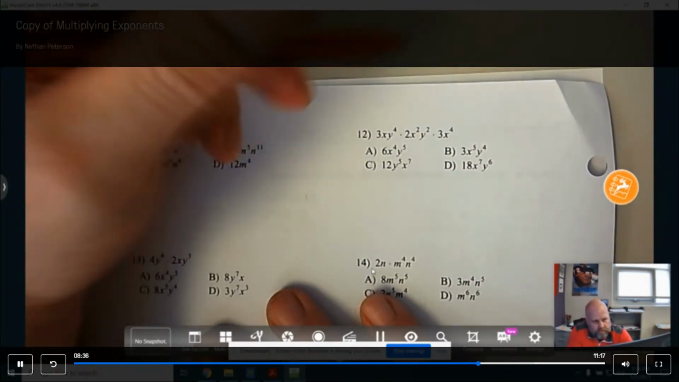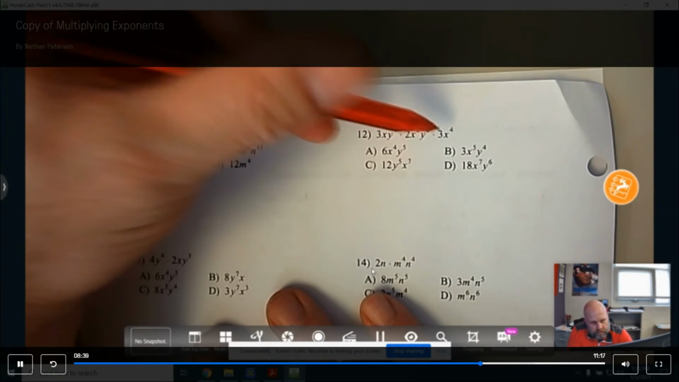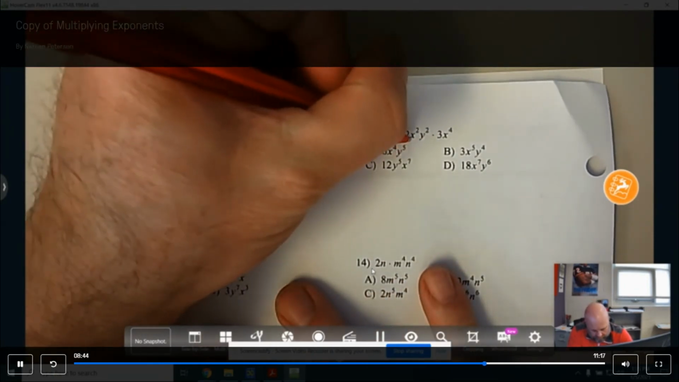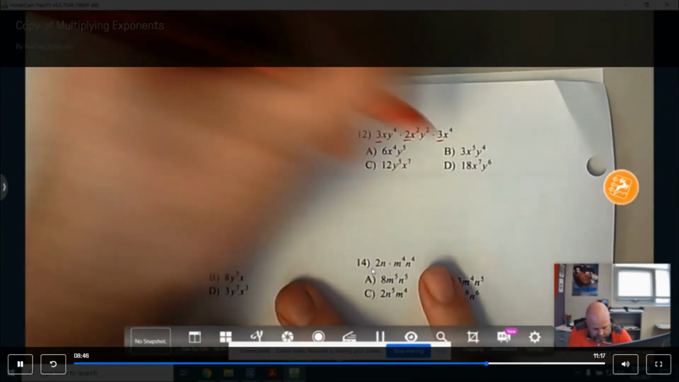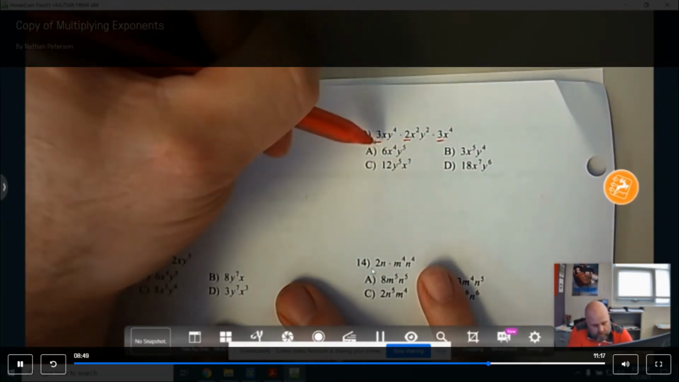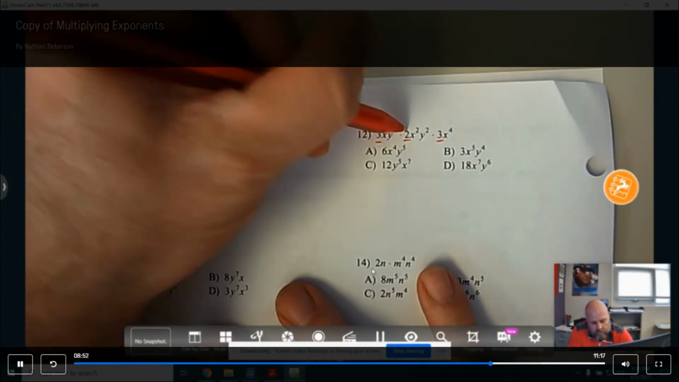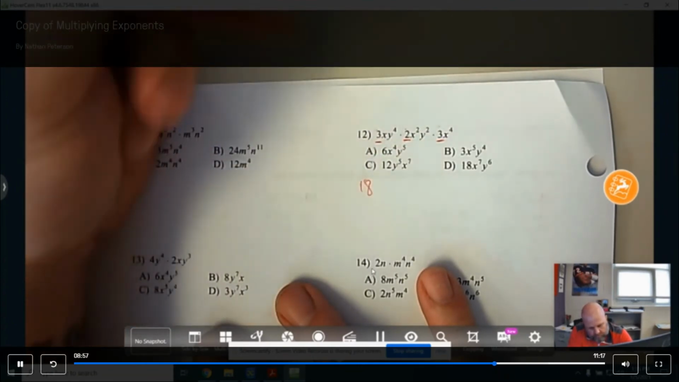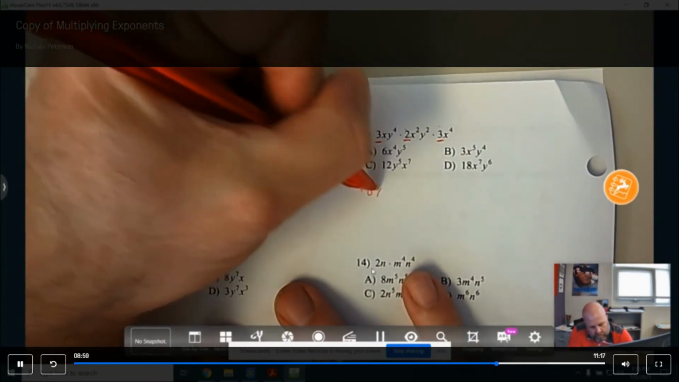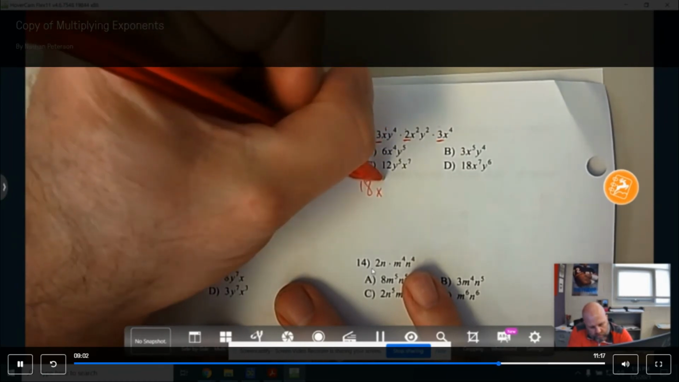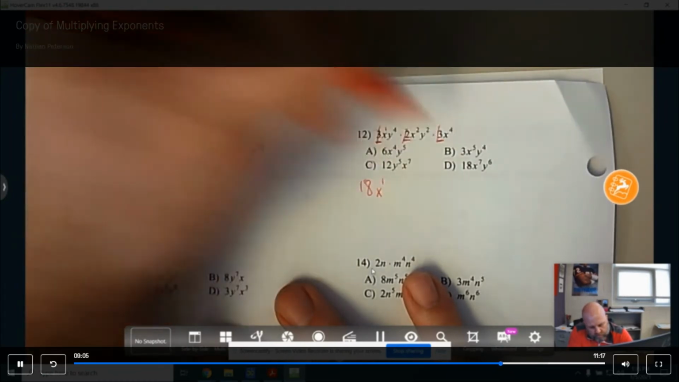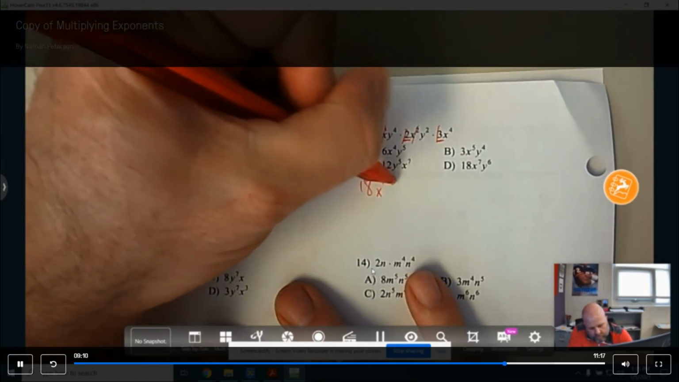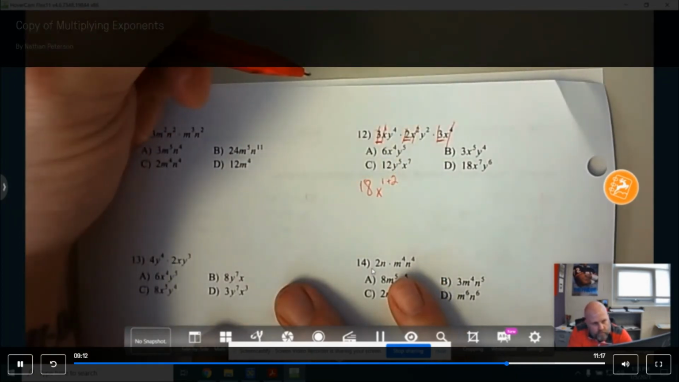Number 12 is different because we have now 3 different pieces being multiplied. So my first coefficient is 3. My second one's a 2. And my last one's a 3. So I'm just going to multiply all those together. 3 times 2 is 6, times 3 gives you 18. Okay, and then I have my x's. So I have 1x here, so I'm going to write down a 1x. Now I'm going to cross those coefficients off. Cross that 1x off. I have 2 x's here. And in the back, you got 4 more.